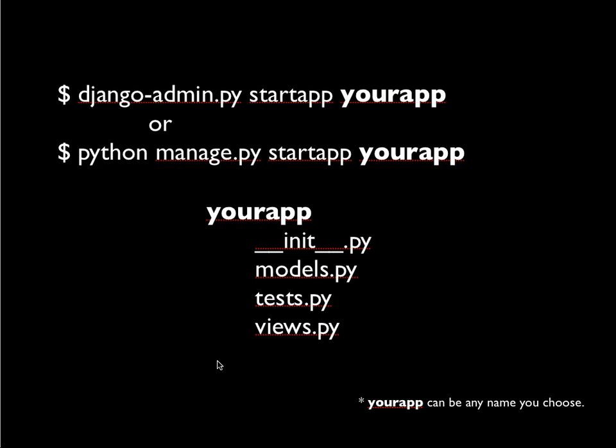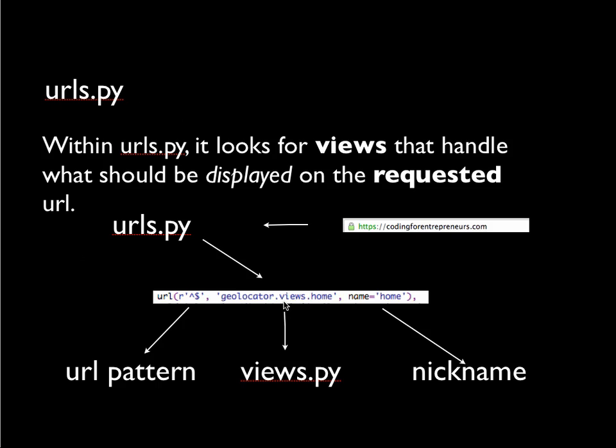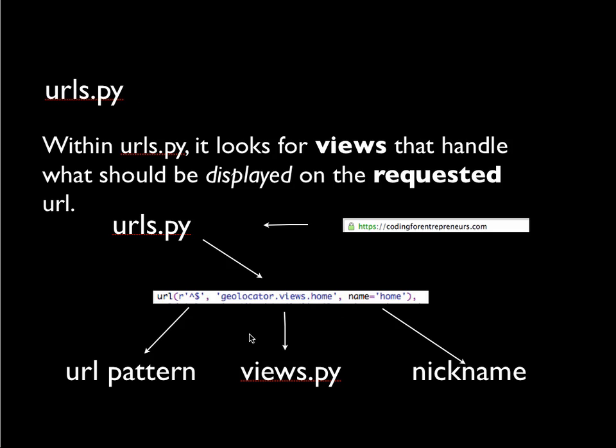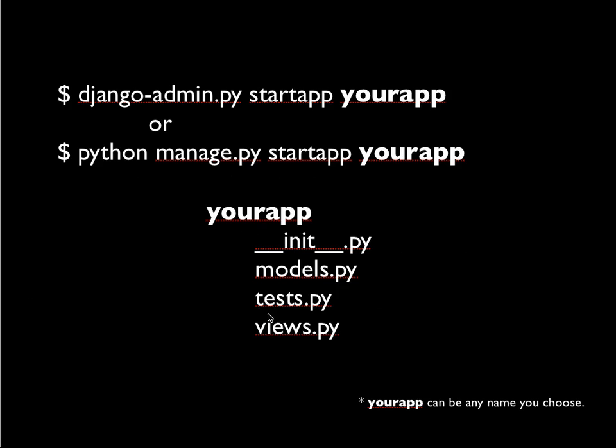Within there, we have some files that are created. We're going to discuss models and views. Views, yay, we found our views. That is what we saw here, remember? So for this one, it would be yourapp.views.home, right? Your app would be, instead, geolocator.views.home. And that would give you that URL.